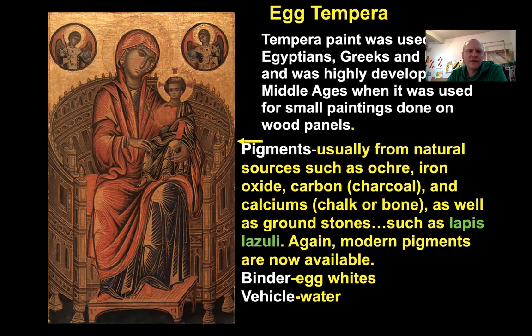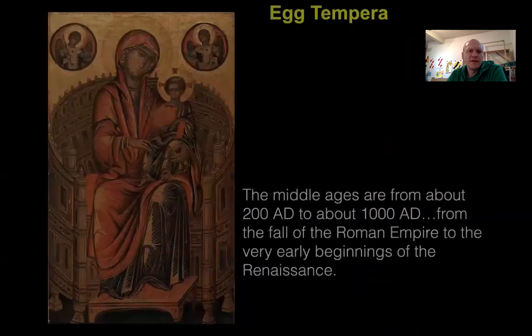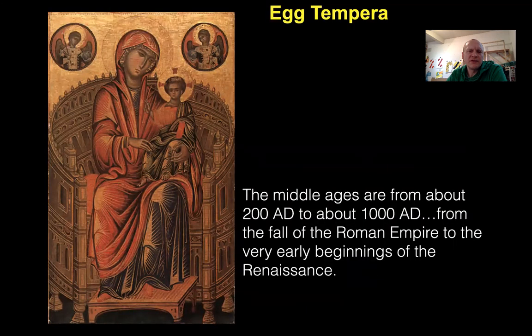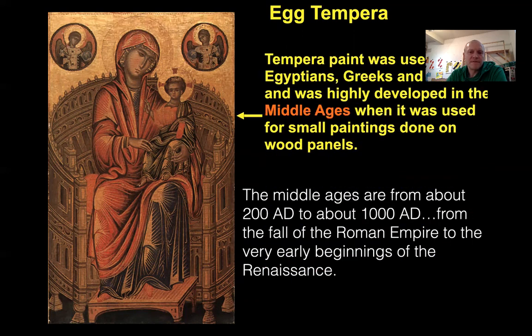Developed by the Egyptians and Greeks, but really highly used during the Middle Ages when it was used for small paintings. Just a side note, the Middle Ages in Europe are from about 280 to around 1000 AD. So from the fall of the Roman Empire to the very early beginnings of the Renaissance. So again, it was really highly developed, and then it kind of goes through this period where it's a little less developed until it gets up to the Renaissance era.